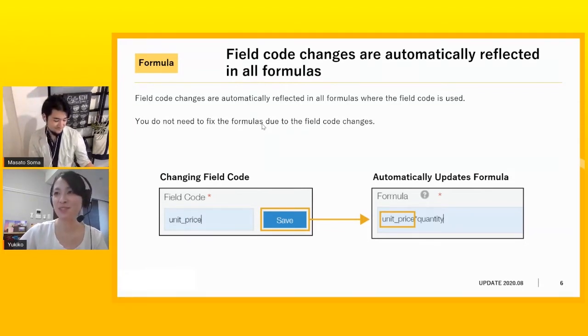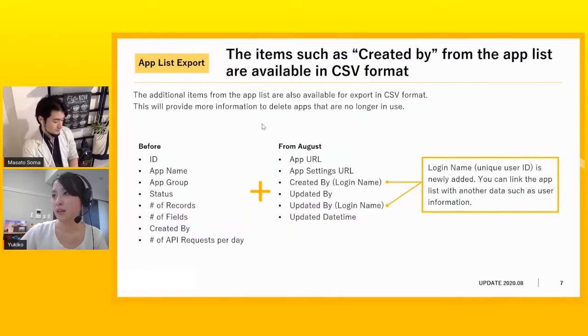Okay, thank you. So let's move on to the next. The items such as created by from the app list are available in CSV format.